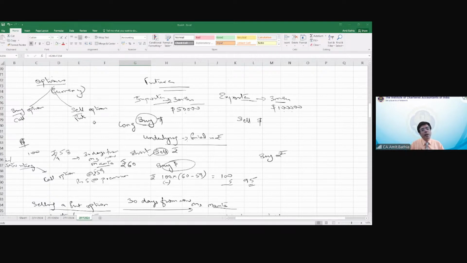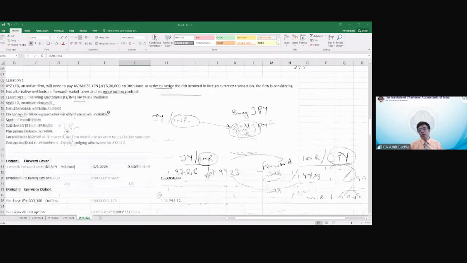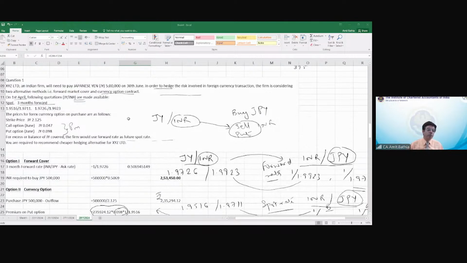In that case, the buyer has the right to sell the asset at the predetermined exercise or strike price. Again, the writer has an obligation to honor by buying the underlying asset or currency when the holder exercises the option. In order to give you this option, the writer is going to charge the buyer a small amount known as premium. So we looked at the concept of call and put option.